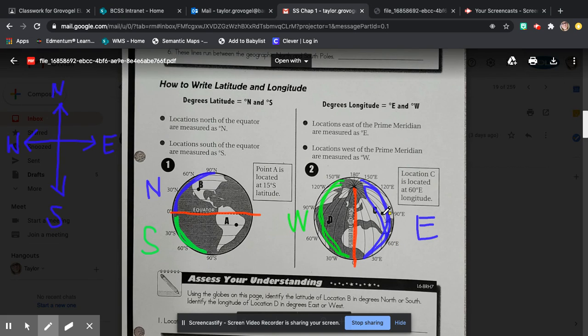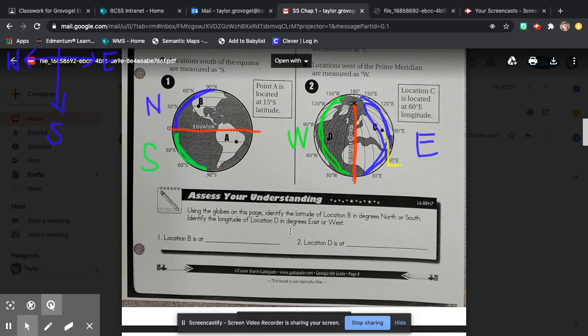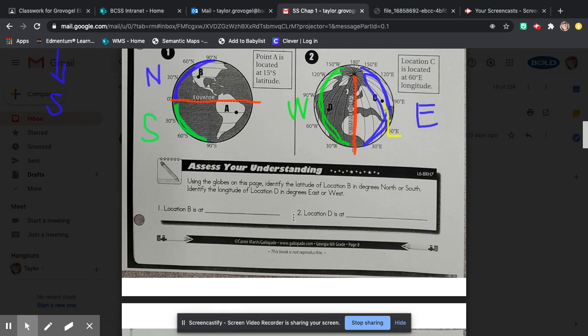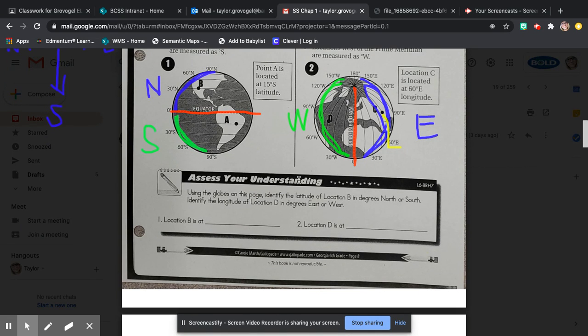So I know it's hard to see, but if you run this line down here like this, you'll see that it's east. Okay? All right, so now what I want you to do is you're going to do the assess your understanding on your own, and then you're going to be all done. So the directions say, using the globes on this page, identify the latitude of location B in degrees north or south. Then identify the longitude of location D in degrees east or west.